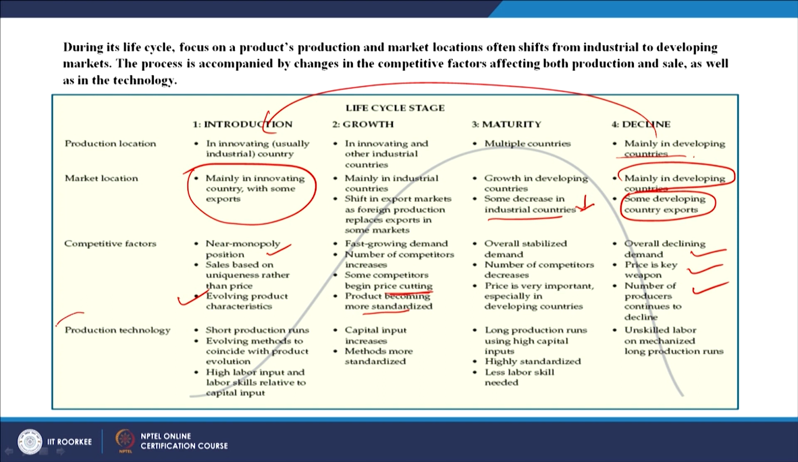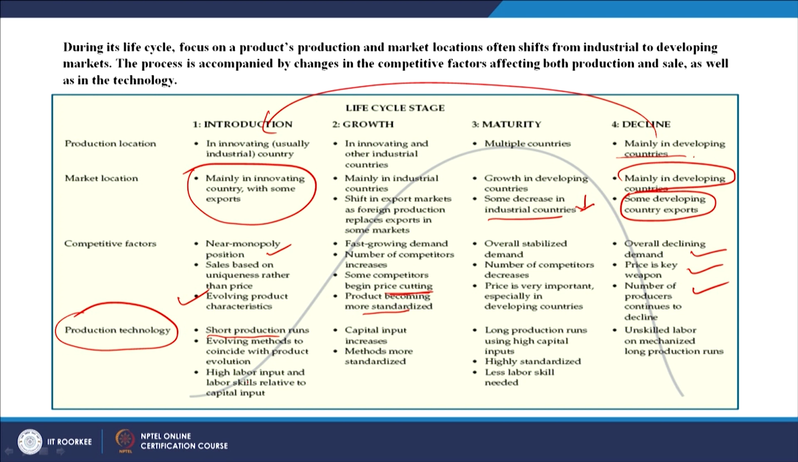Now, in terms of production technology, what happens in introduction, growth, maturity and decline? Let us see. So, during the introduction stage you have short production runs. Why? Because you do not know how much to produce. So, you cannot forecast the demand in the market. Evolving methods to coincide with the product evolution. So, new methods are getting evolved, right.